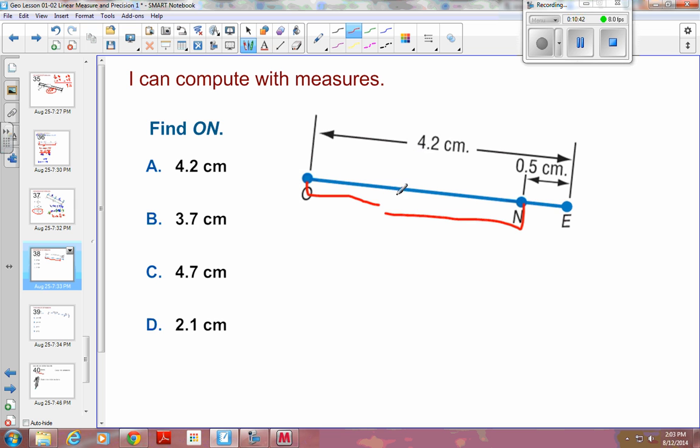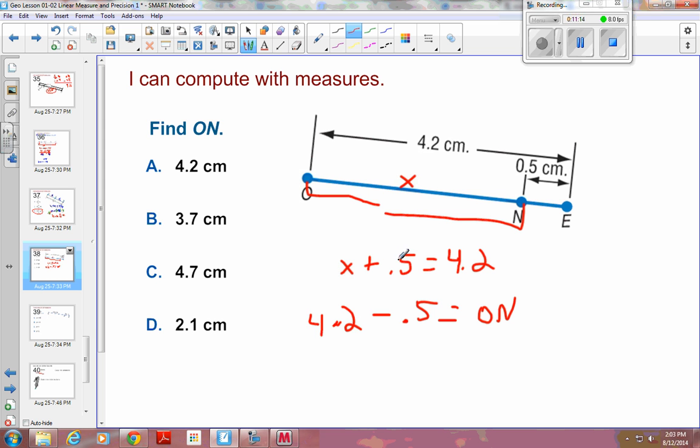Okay, if you did this correctly, we don't know this one here. So this one plus that one, so the x plus the 0.5 is going to give you 4.2, if you like writing it that way. Or you can say the 4.2 minus the 0.5 is equal to our distance ON. If you want to write it that way, you can write it that way. All of these are fine. So 4.2 minus 0.5, which is what you're going to end up doing here.